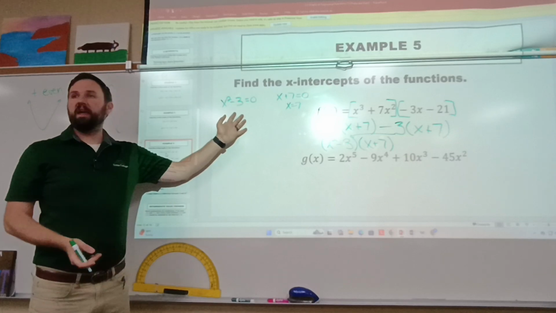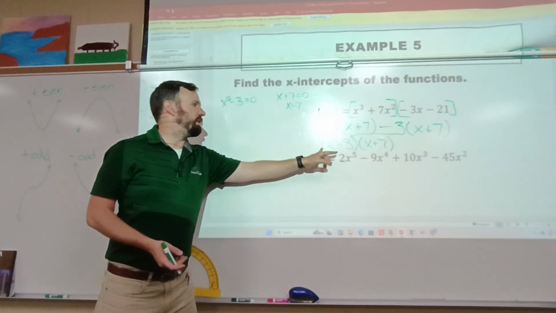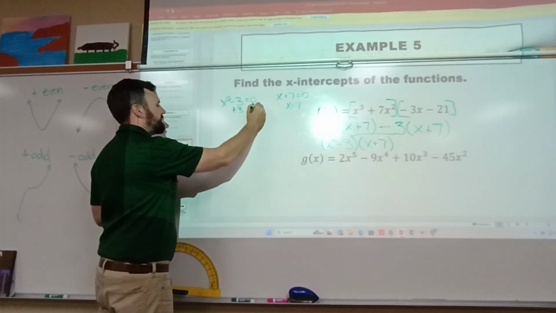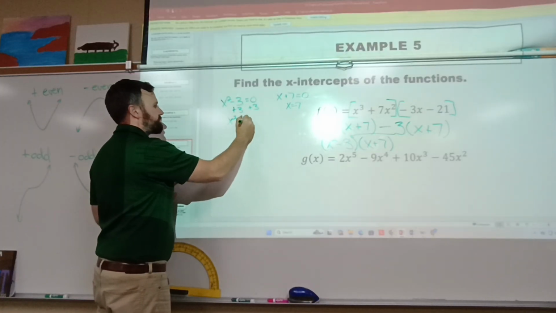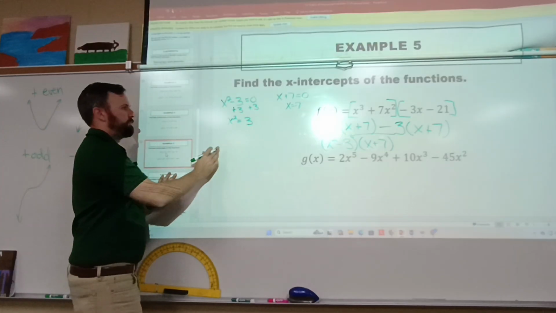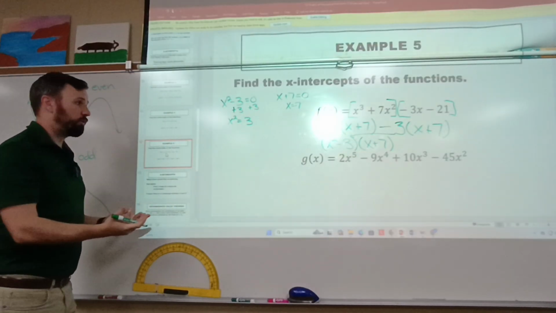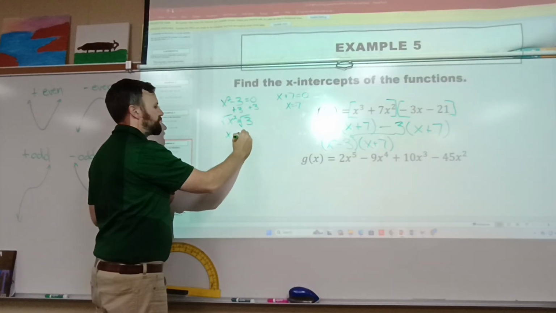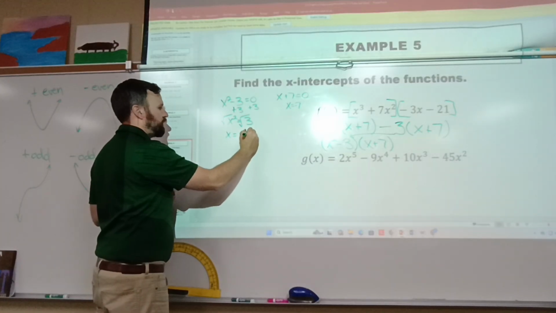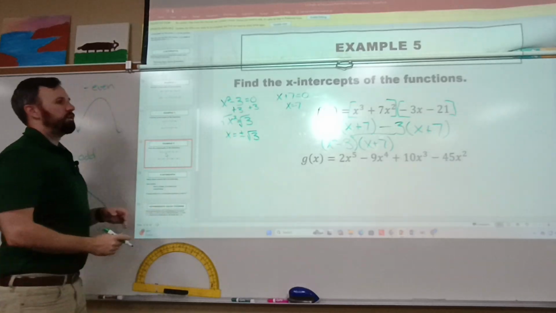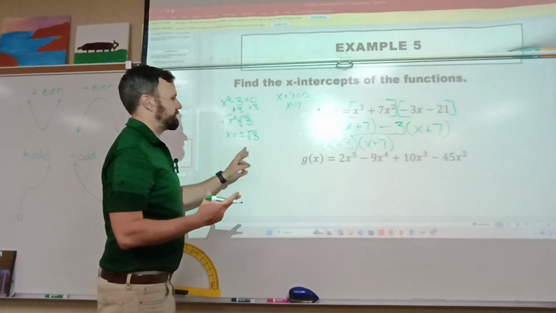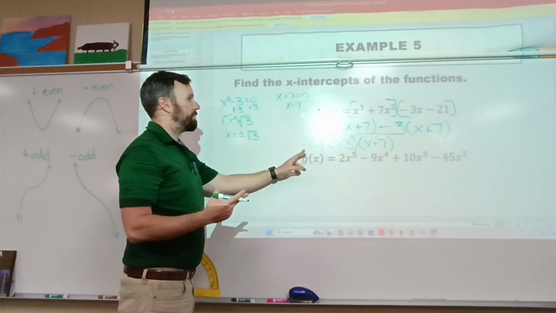I need to know when will that equal 0. When does that piece equal 0? What do I do to both sides? Add 3, right? And then I square root it. Now when I square root this, I get x equals plus or minus square root of 3, correct? Because I need two answers for it. Whenever I square root to solve, you get two answers. Okay?